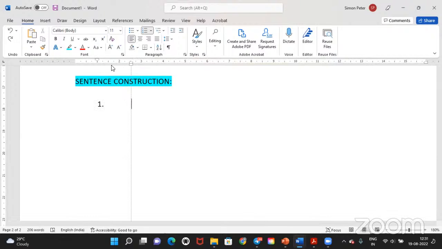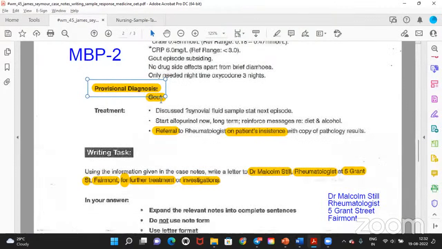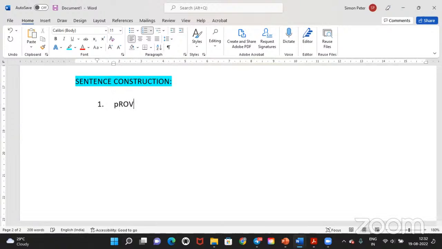So, number one, let us see what this point is here. The point in question is provisional diagnosis and gout. Provisional diagnosis, and this is gout. We know that. Provisional diagnosis is gout. Right. Now, you can write in many different ways. Now, write the sentences, please. Write the sentences, all of you.